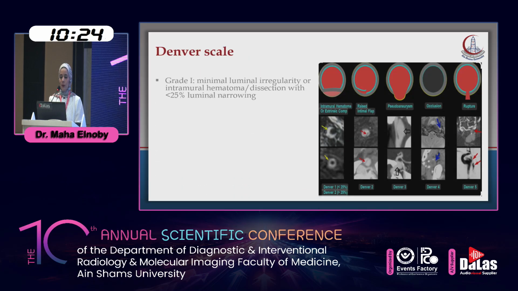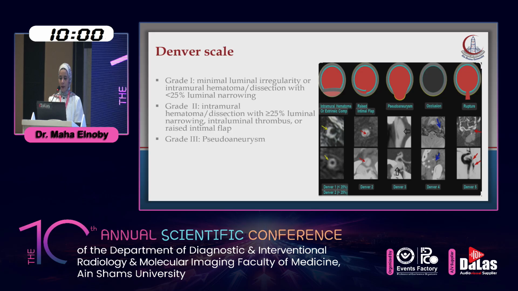Grade 1, as we see here, is a minimal luminal irregularity or intramural hematoma or dissection which makes luminal narrowing less than 25%, like this one. Grade 2, intramural hematoma with more than 25% luminal narrowing, like this one, or raised intimal flap. Grade 3, pseudoaneurysm. Here we can see pseudoaneurysm of Denver scale type 3.